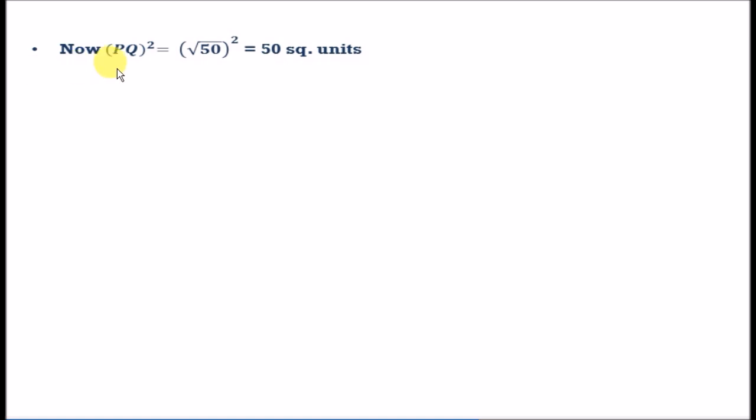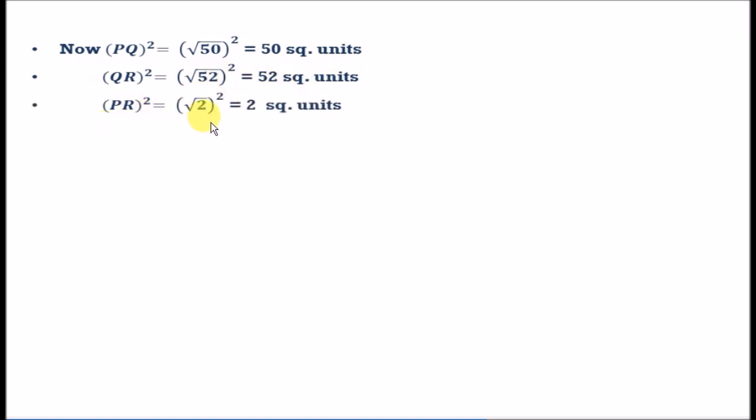So we'll write. Now PQ square equals to under root 50 square. So square will cancel the square root. That means 50 square units. QR square will be under root 52 whole square. That is, again, square will cancel square root, 52 square units. And PR square will be under root 2 square. So 2 square units. Since 50 plus 2 can give us 52. Now see, what was 50? 50 was PQ square. What was 2? 2 was PR square. And 52 was QR square. So PQ square plus PR square equals to QR square.